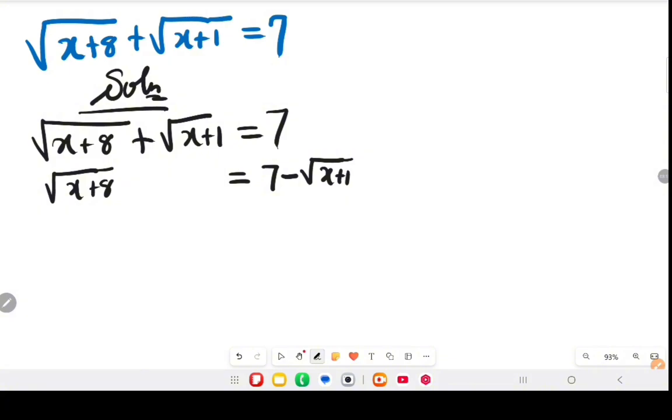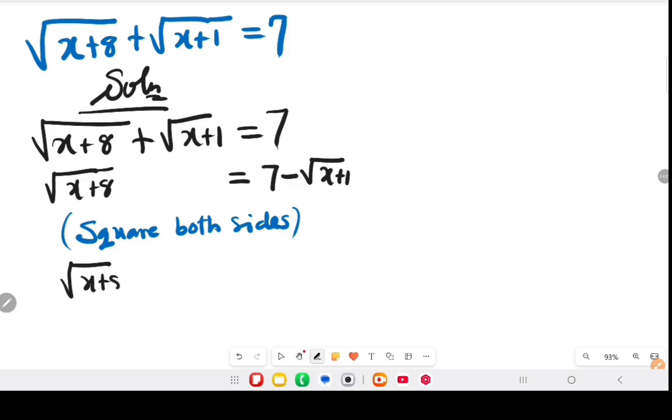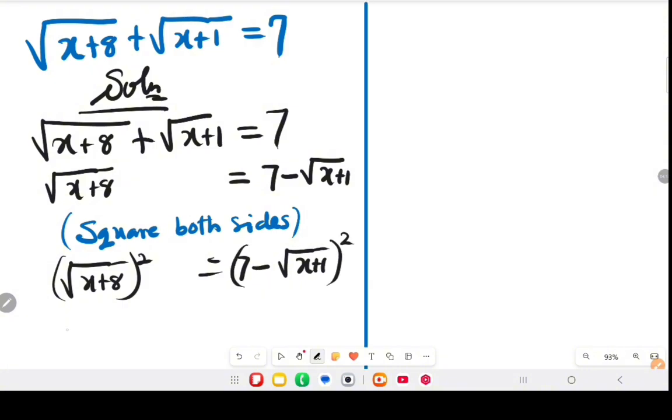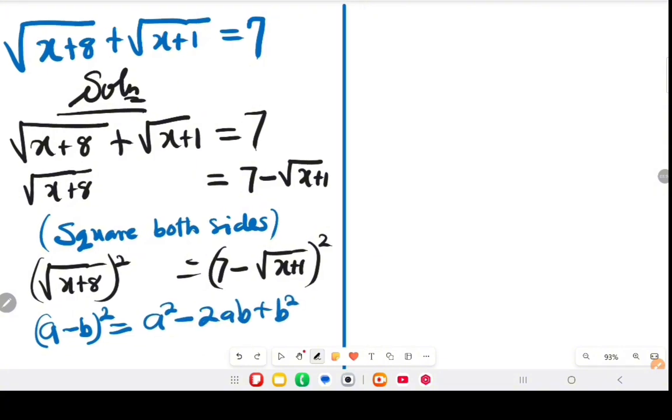Next step, we square both sides. When we square both sides, we have root of x plus 8 all squared equals 7 minus root of x plus 1 all squared. Next step, in algebraic identity, whenever we have a minus b all squared is equal to a squared minus 2ab plus b squared. Then when we continue, the left hand side square, we cancel the square root, left with x plus 8 equals, we use the algebraic identity for the right hand side.